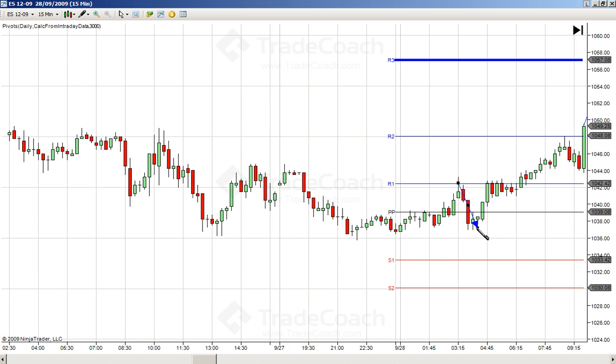But at R1 we have got a bit of a bounce. But look what time it did it. It did it at 3:15 in the morning. Now what's going on at 3:15 in the morning? Okay, what's going on at 3:15 in the morning is Europe is starting up.